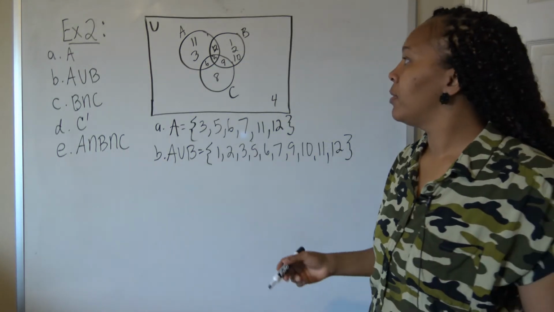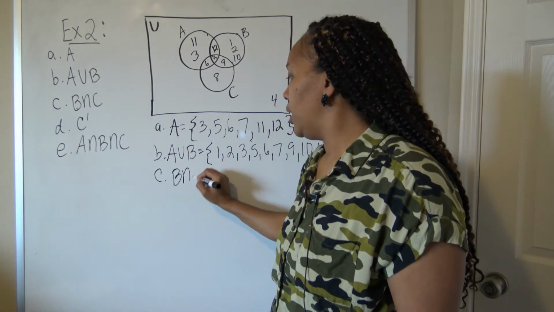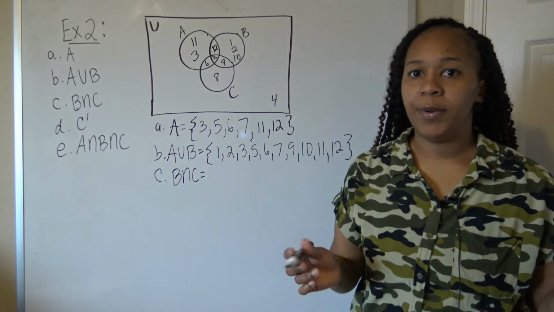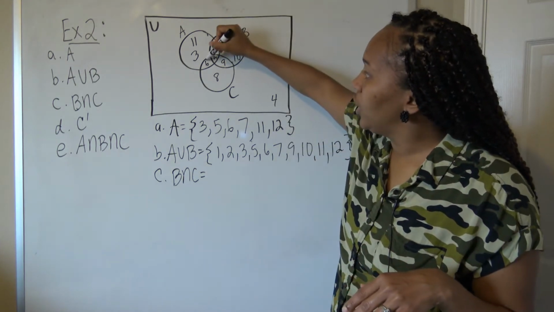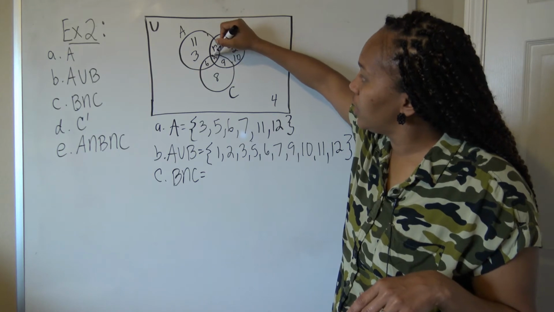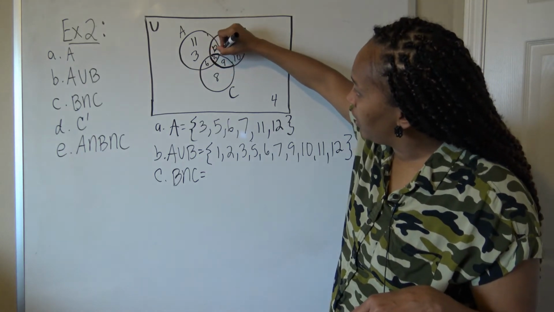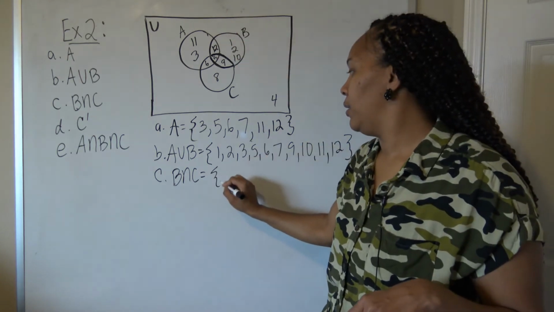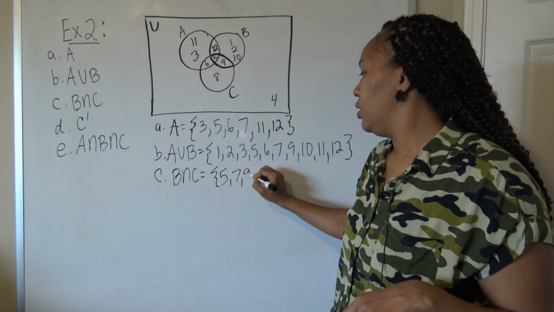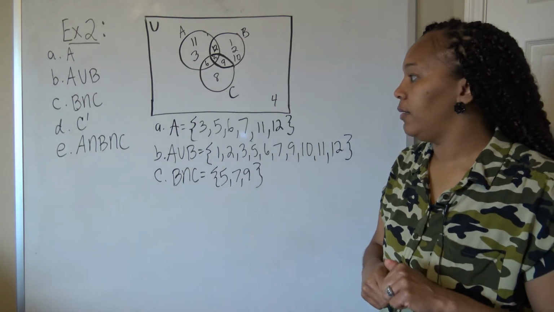All right. For part C, we want to do the intersection of B and C. So remember, intersection is what they share. So here is set B and here is set C. And then the intersection is this part right here. I could try to make it a little bit bolder. And it has 5, 7, and 9 in it. So the intersection of B and C will be 5, 7, and 9.